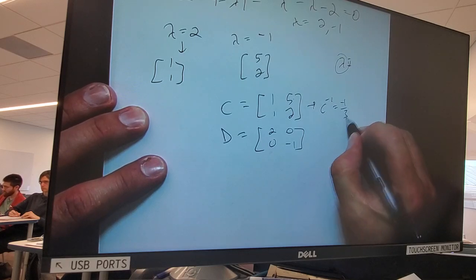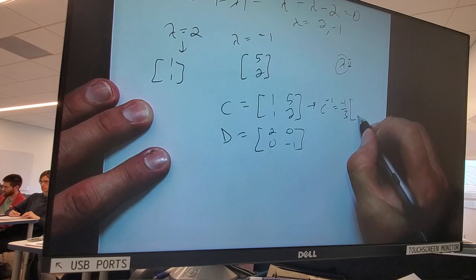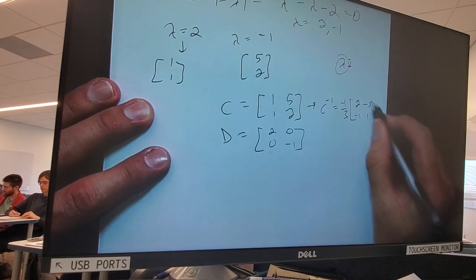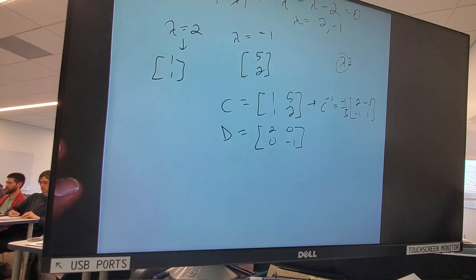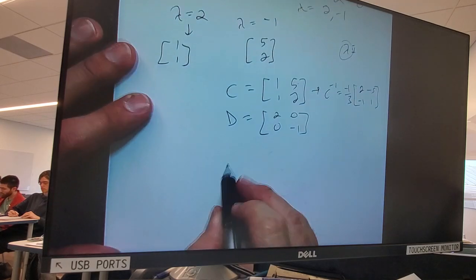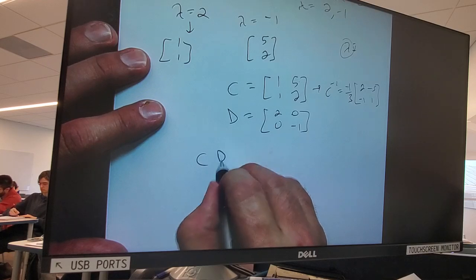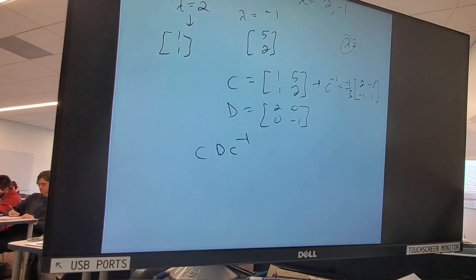Yeah, -1/3 times 2, -5, -1, 5, or 1. Okay, is that cool? Now, I'm going to set up something that should look very familiar, and familiar in form. C, D, C inverse. That's kind of like the similar thing we were talking about earlier, yes?